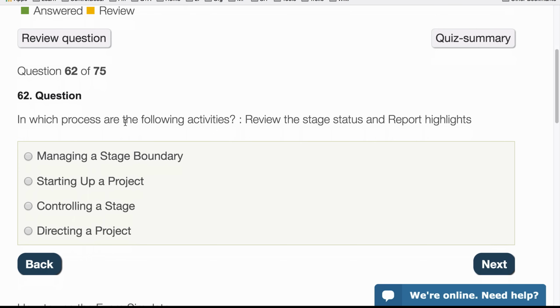In which process are the following activities? Review the stage status and report highlights. Review the stage status is where the project manager will look at the stage plan and see how well their stage is going according to the stage plan. They will also create highlight reports and send them to the project board. So that's in the controlling a stage process.